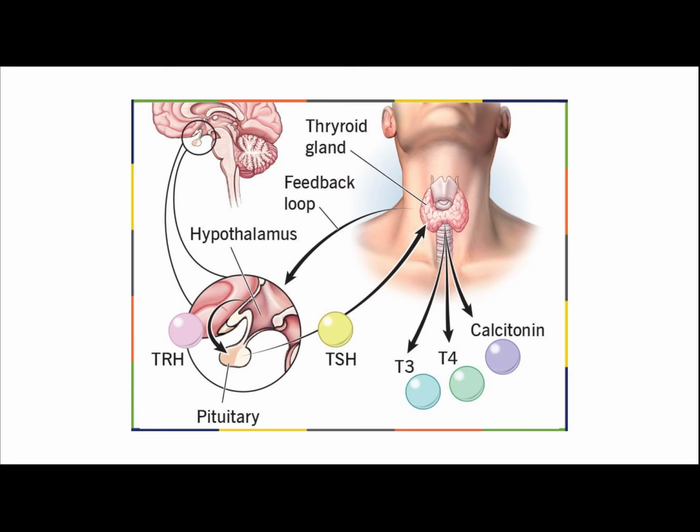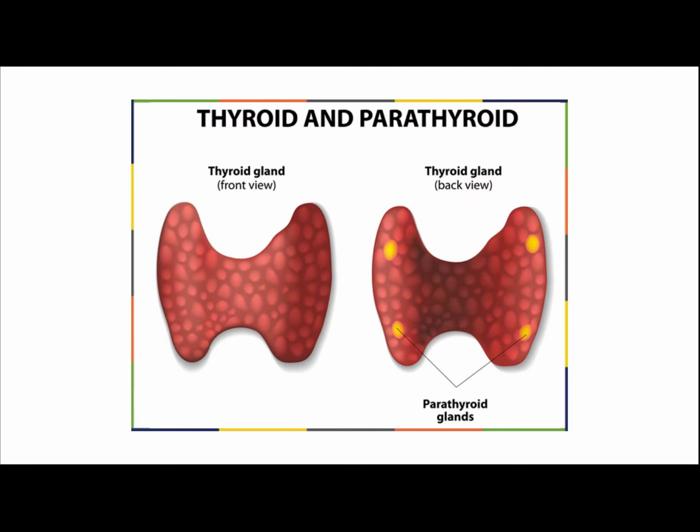A third hormone, calcitonin, is also produced by the thyroid. Calcitonin is released in response to rising calcium ion concentrations in the blood and has an effect of reducing those levels. Most people have 4 parathyroid glands. However, the number can vary from 2 to 6. These glands are located on the posterior surface of the thyroid gland. The parathyroid gland produces parathyroid hormone. Parathyroid hormone increases blood calcium concentrations when calcium ion levels fall below normal.